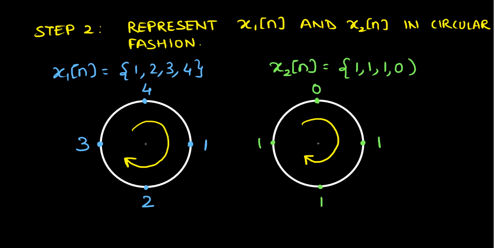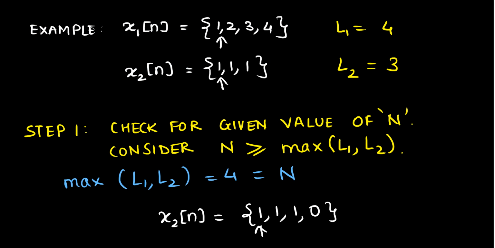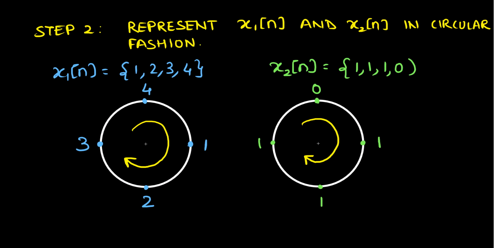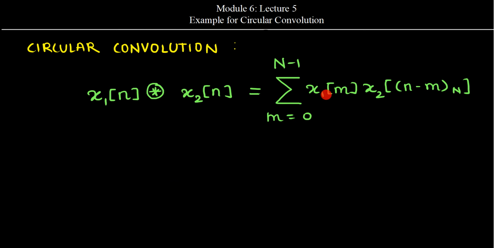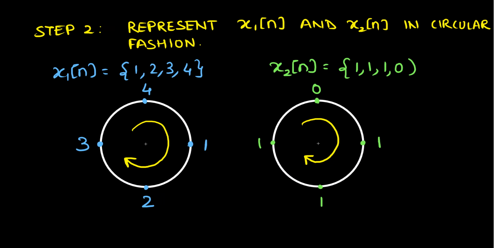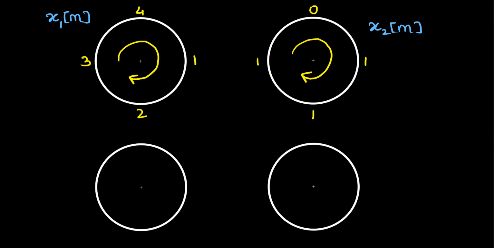Now once we have done this, the next step is to flip the signal x2 of n, and this flipping will be again a circular flipping. So if we observe this expression here, we have x1 of m and x2 of n minus m. So basically this minus m is simply flipping of the signal, that is x2 of n. So we have this representation of x1 of m, that is 1 2 3 4, and this x2 of m, that is 1 1 1 0.